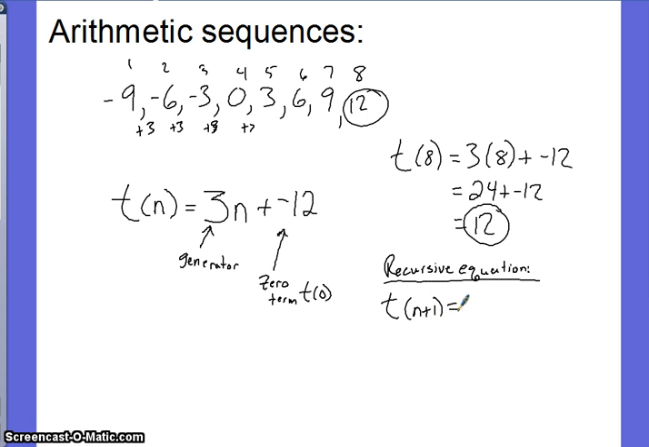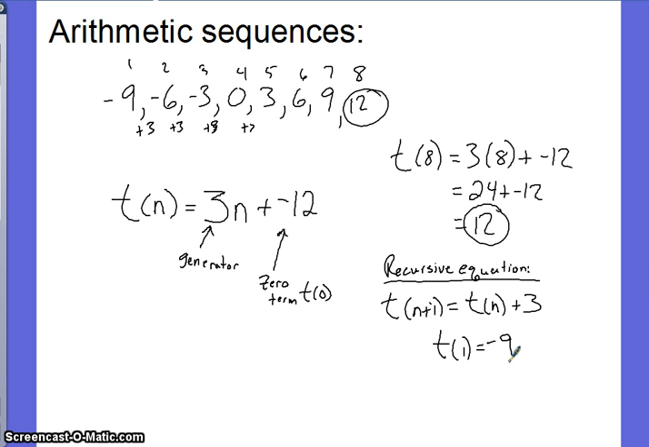Well, if I know a term, t sub n, that's the term before n plus 1, it's the term before, and then I add 3 to it. So I know that to find the next term, that's what n plus 1 is, I take the term that I have and I add 3. And then I have to give a term in the sequence. Well, I can give my first term: t sub 1 is -9. So that would be a way that I could write my recursive equation.